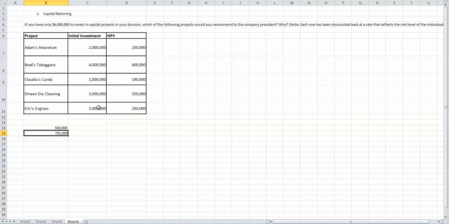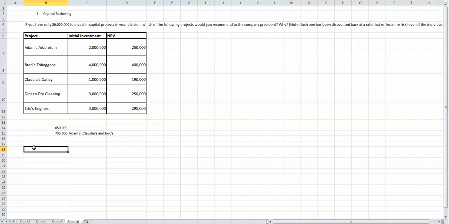$735,000. So it definitely looks like this is going to be the better project to do. Well, the three, I should say. So we have Adams. We have Claudia's. And we have Eric's. Now, this is the way that we're going to optimize our NPV, these projects, based on the $6 million capital investment that we have to play with, I should say.